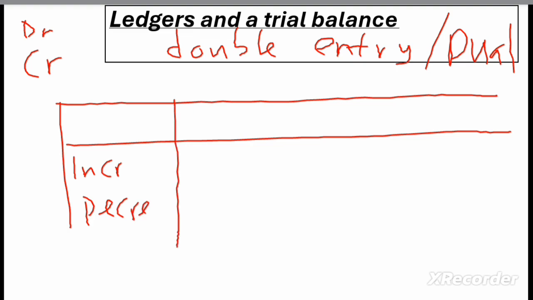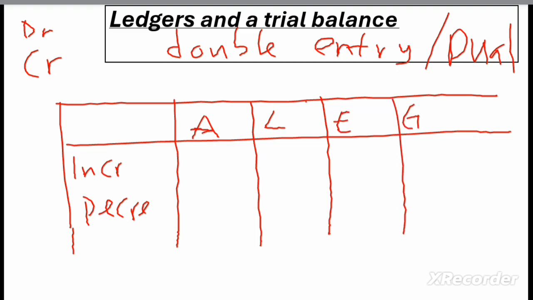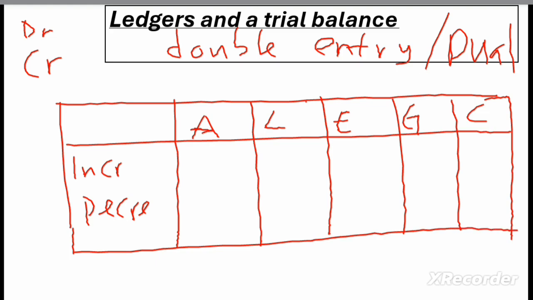Let's say here we have assets, liabilities, expenses, gains, and capital. If our assets are increasing, what are we going to do? We're going to debit the assets account. If assets decrease, we are going to credit the assets account. If liabilities are increasing, we are going to credit them. If they are decreasing, we are going to debit.